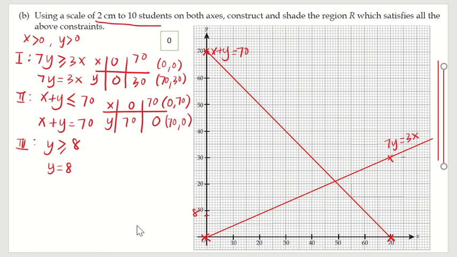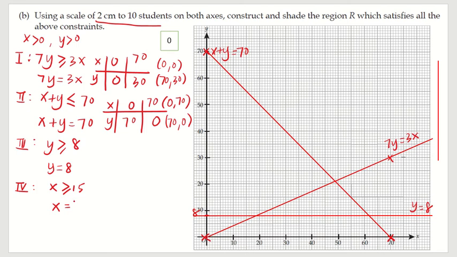Straightforward. This whole line passes through the point 8 on the y-axis. Understand? This whole line, label it y equal to 8. Then another one, the last one, the fourth constraint: x more than or equal to 15. So you have to label the line.